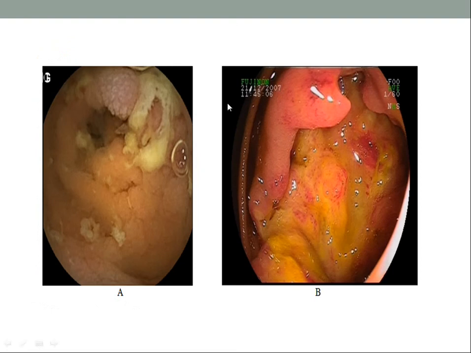So this image on the left is actually an image of ulcerative jejunitis, which is associated with celiac disease. But this here on the right, this is actually ETL in the jejunum.